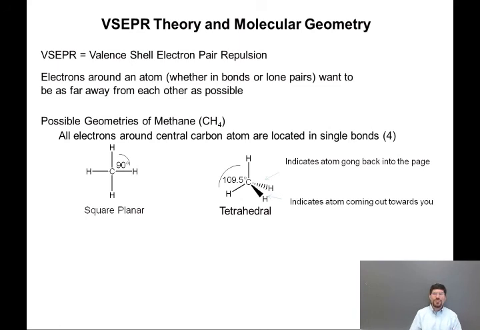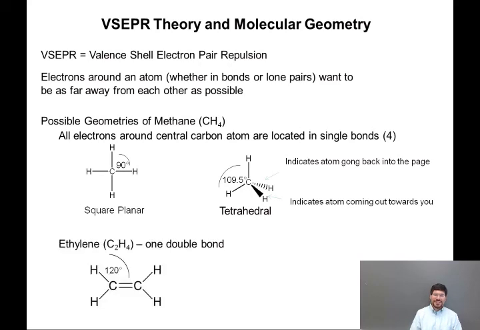Now, what happens if we incorporate functional groups that contain double bonds? Let's consider ethylene, C2H4, and that's a molecule in which you have a carbon-carbon double bond. In this case, we can get the hydrogen-carbon-carbon angle up to 120 degrees, keeping everything in the same plane.